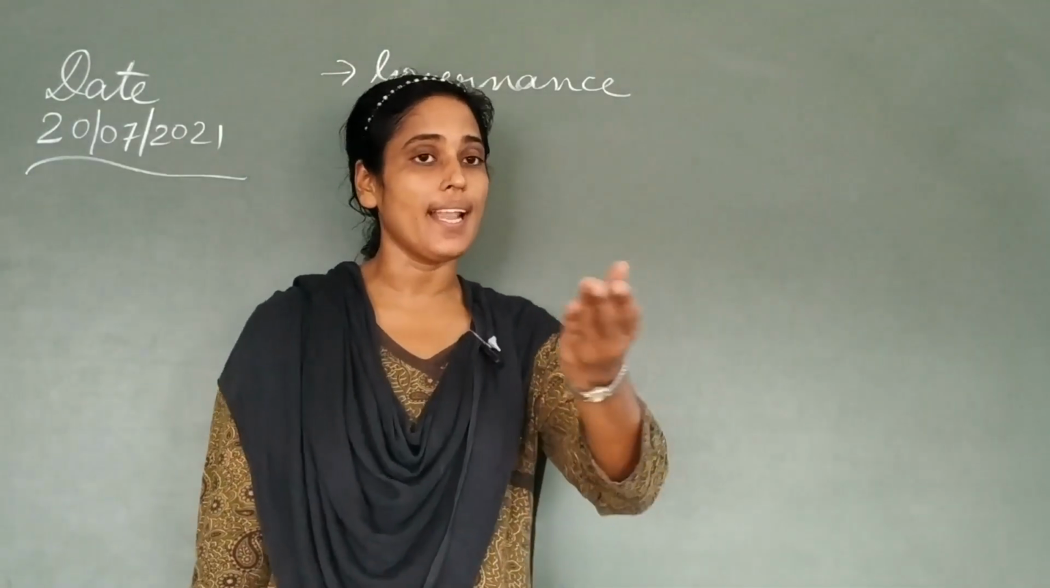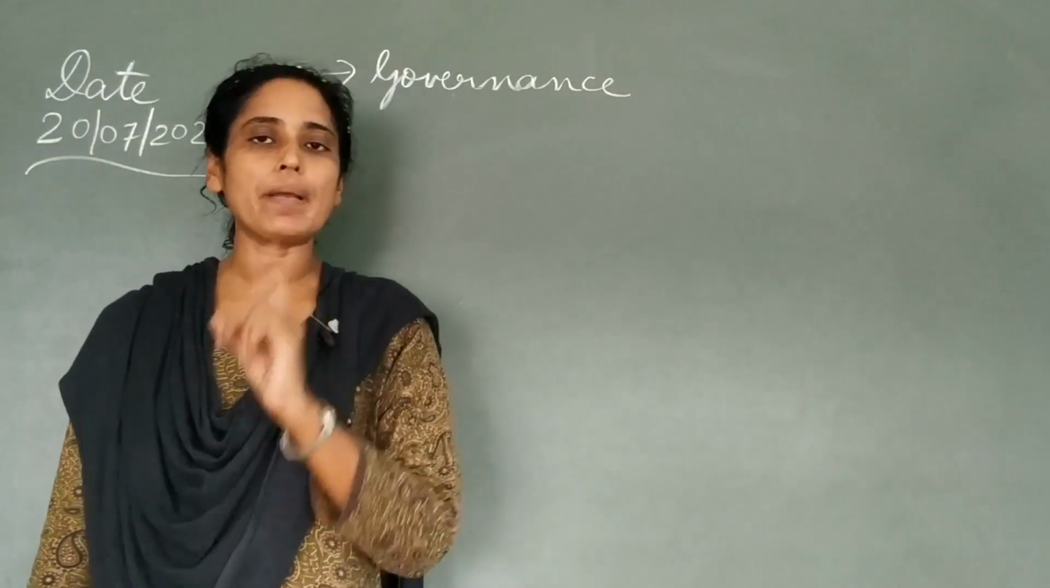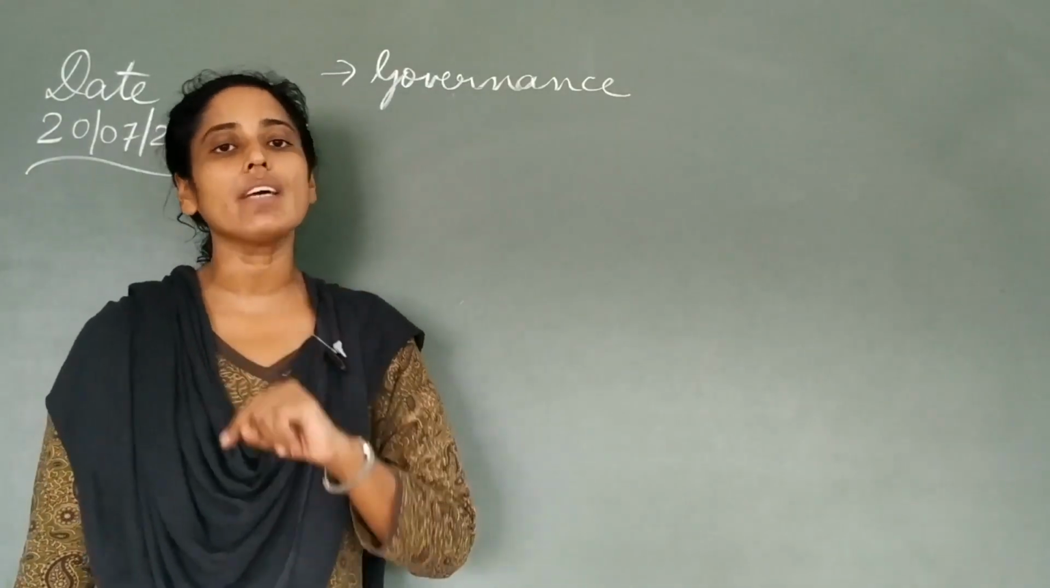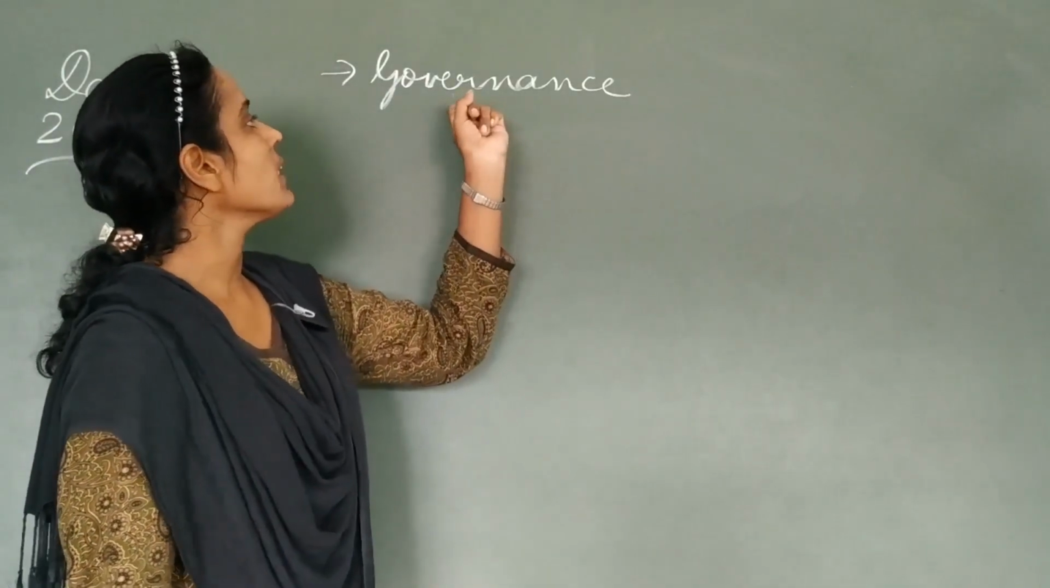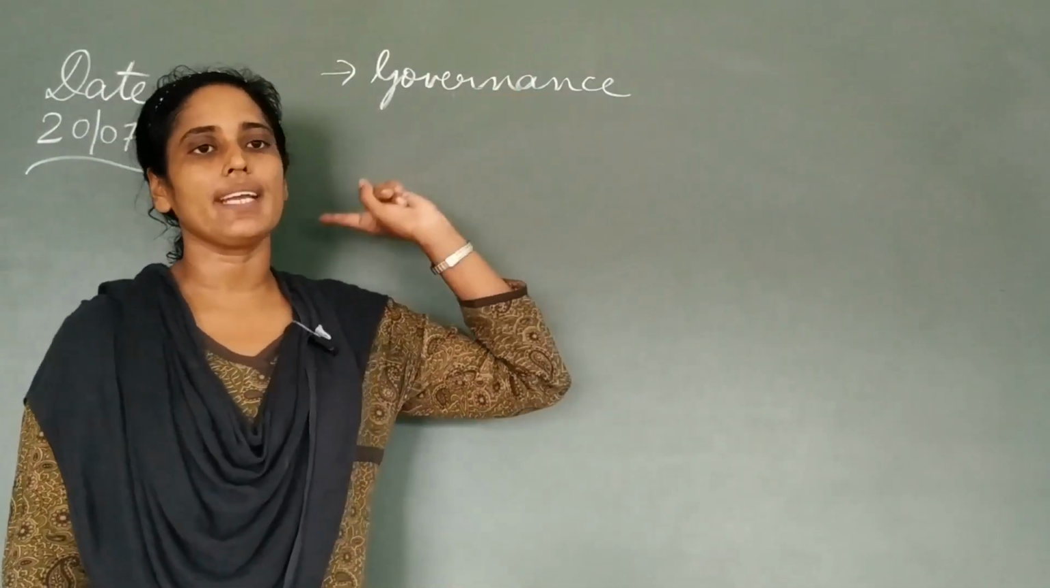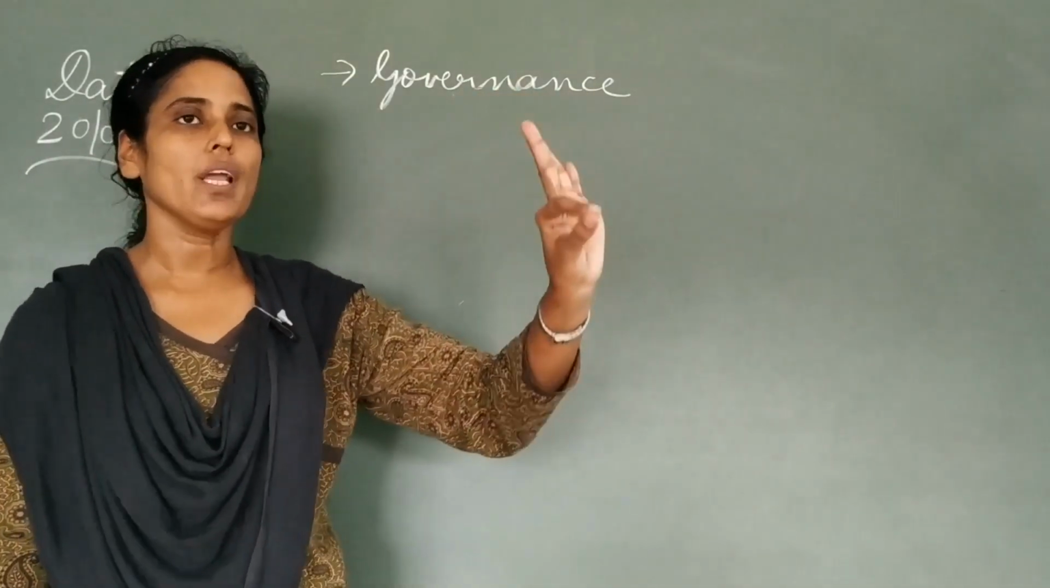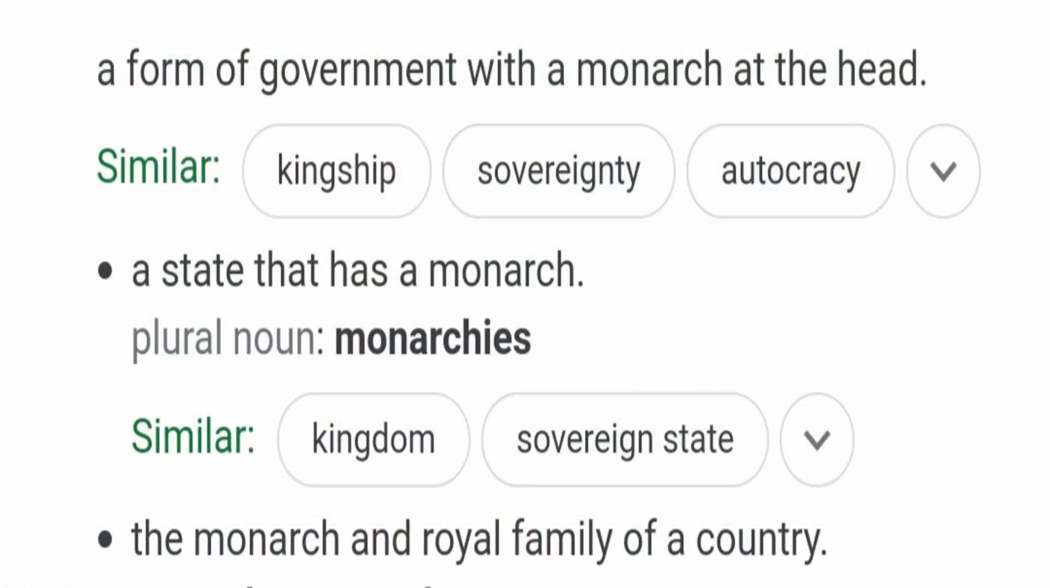So students, moving to the last line of page number 95, you have a spelling mistake over there. Correct it. Governance. The spelling is actually governance on page number 95. Kindly correct it. Okay. Now moving to the third type of government, which is that, students, third type is monarchy.